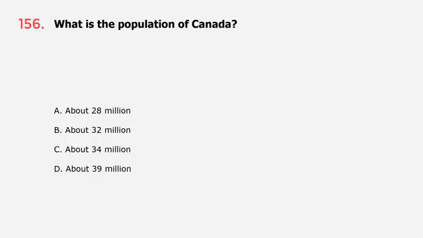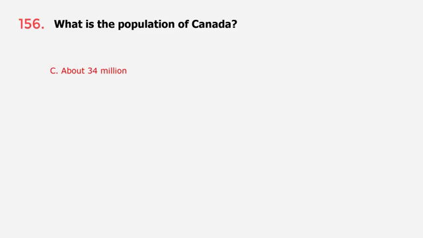Question 156. What is the population of Canada? A. About 28 million. B. About 32 million. C. About 34 million. D. About 39 million. The answer is C. About 34 million.